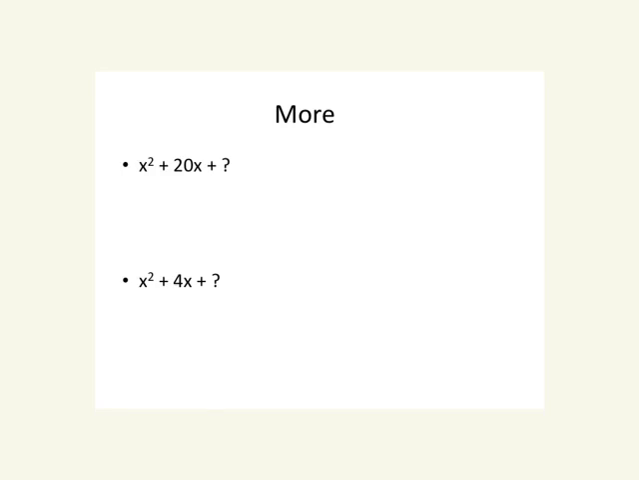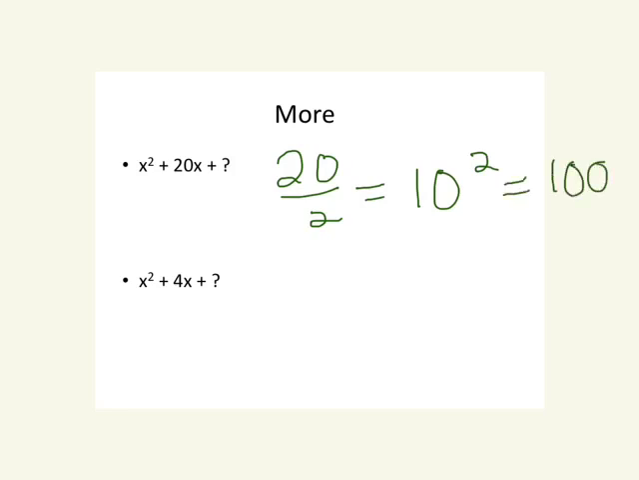Once again, we're asked to take this binomial that's given to us and find the missing third term that would make it a perfect square trinomial. So to do so, it's really quite simple. You take the middle term, you divide it by 2, and you square it. That's called completing the square. So what number belongs on the end? 100.